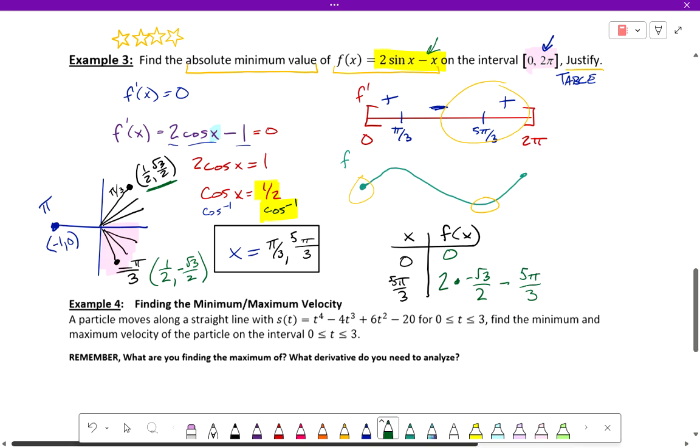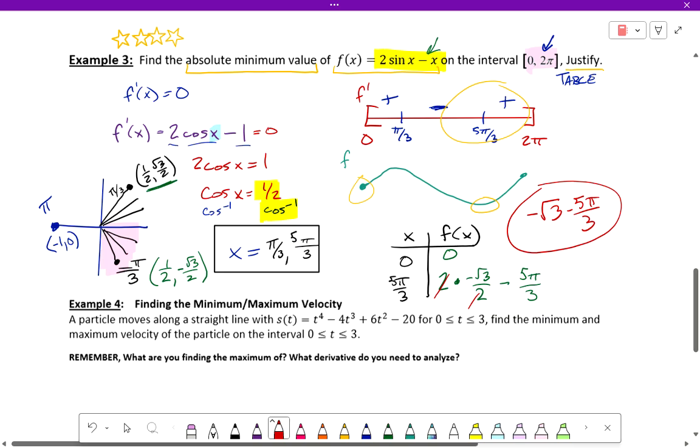What's the answer? Which one's the absolute minimum, 0 or the second one? The second one. How do you know the second one is the minimum? Yeah, it's 2 negatives. And it's normally that easy. They'll give you questions like that where you think, oh my gosh, that number's horrible. But it's negative, and the other one's 0. So you know the answer is the negative one. So my answer is -√3, because those 2's could cancel, minus 5 pi over 3. That is my absolute minimum value.